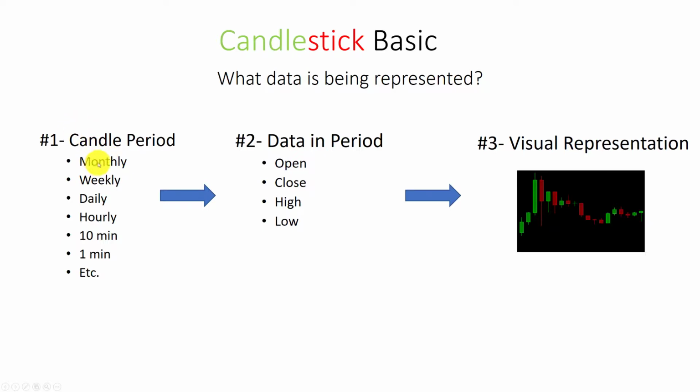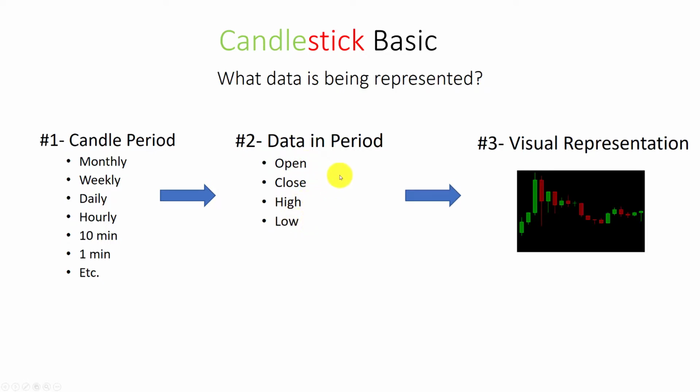So that can be monthly, weekly data, hourly, a 10-minute, 1 minute, whatever custom setting you want, and that essentially is saying, let's say it's a daily candle, over a 24-hour period, what was the price movement during those 24 hours. The next data that's in that candle is going to be the open, the close, the high, and the low price.